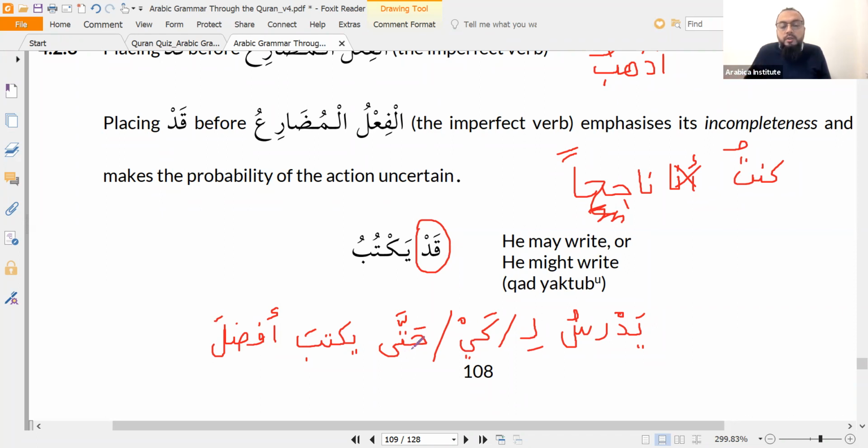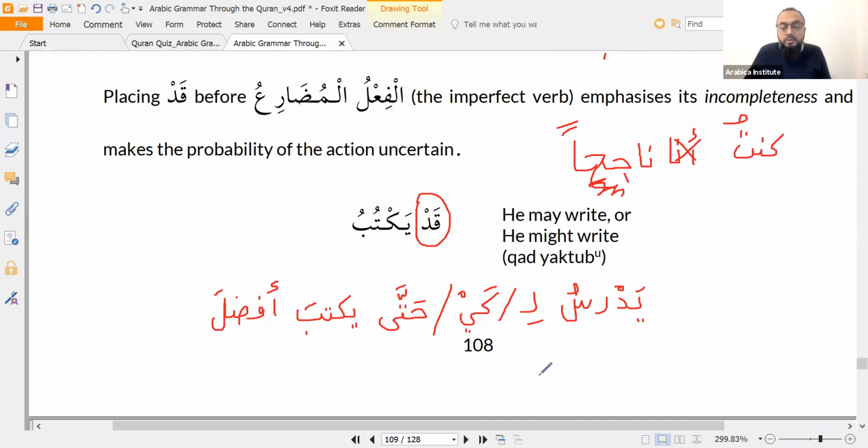Okay. All right. Now, if you want to say "in the hope that" yadrusu, لعل. Yes, you read my mind. يدرس، لعله. Say لعله يكتب أفضل. Here you say يكتب because there's nothing making it go up.